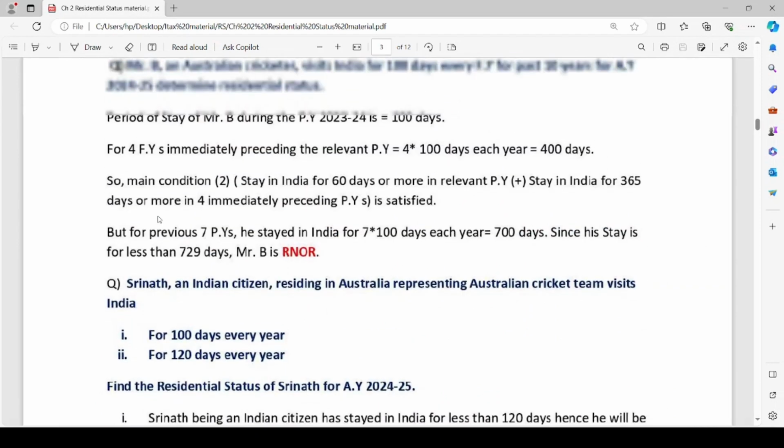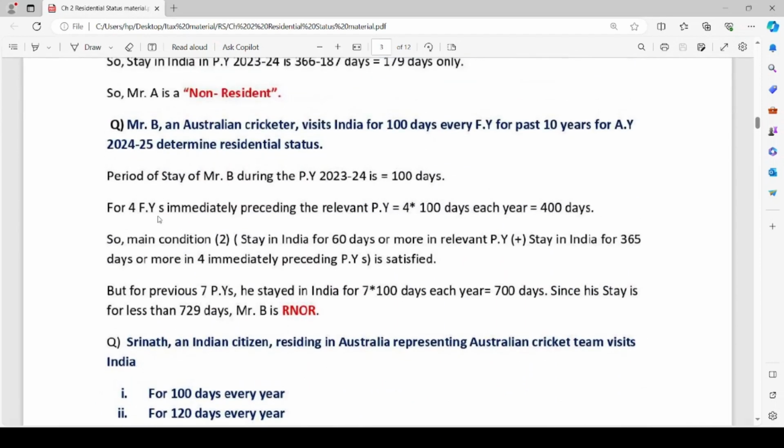Coming back to our illustration, this person has stayed for 100 days in each year. For 7 previous years, his stay will total 7 into 100 days each year, that is 700 days only, not 730 days. Since his stay in India is for less than 729 days in 7 immediately preceding previous years, Mr. B has not satisfied additional condition A, and hence he is considered to be a resident and not ordinarily resident, RNOR.